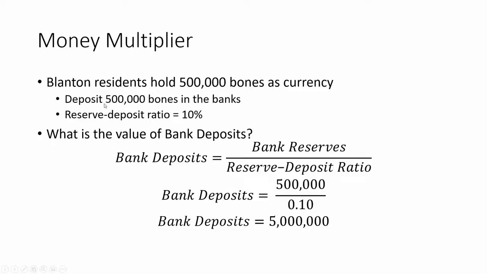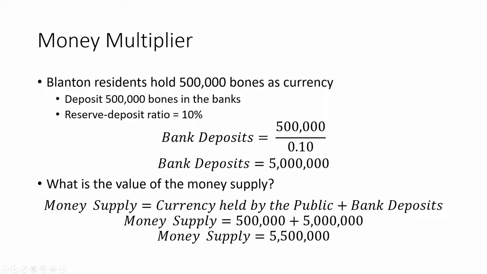Well, there's banking reserves of 500,000 and a reserve deposit ratio of 0.1. So bank reserves 500,000, reserve deposit ratio is 0.1. 500,000 divided by 1/10 is 5 million. Okay. Now we know that bank deposits is 5 million. What is the value of the money supply? Well, the money supply is the currency held by the public plus bank deposits. The public holds $500,000 in currency, and we have $5 million in bank deposits. So the money supply is 5.5 million.